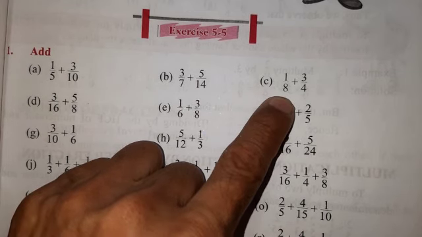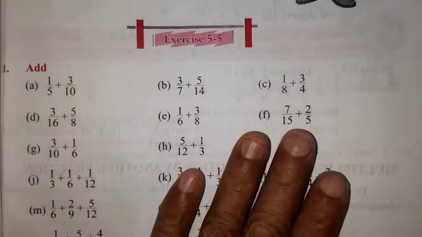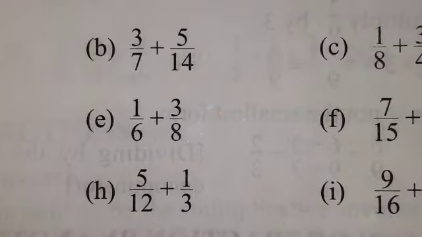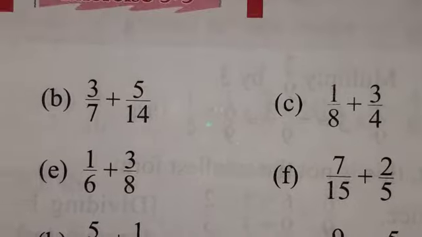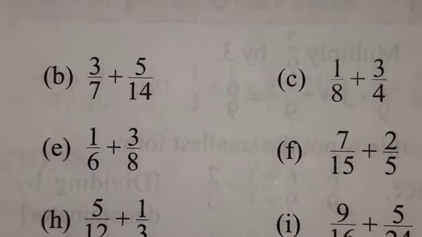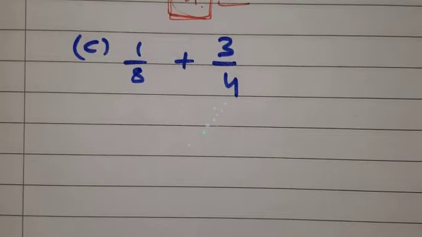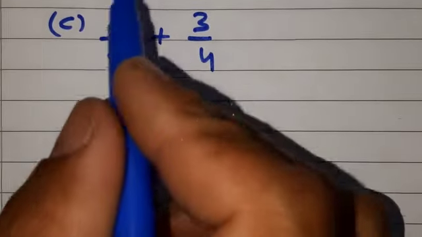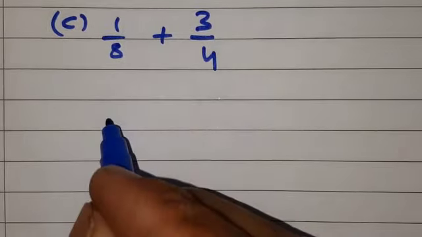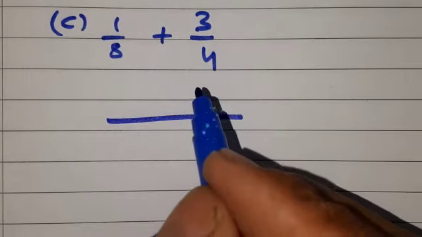Yes, sir. 1 by 8 and 3 by 4. I will do it using both the methods, okay? Yes, sir. The cross multiplication method and the LCM method, okay? Yes, sir. Here is the question, okay? So you may feel comfortable. Cross multiplication, okay? Yes, sir.